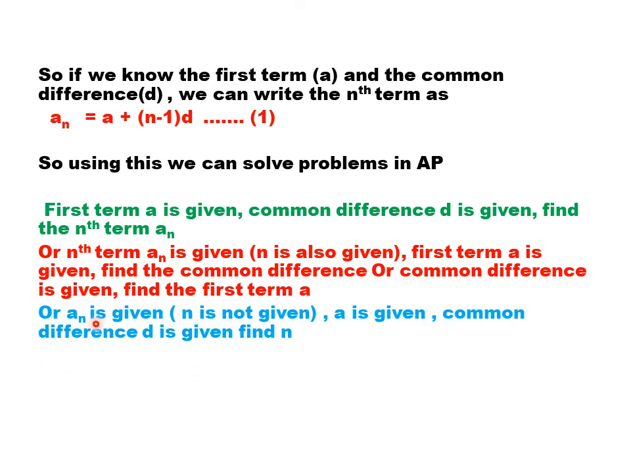Or in other words, if an is given where n is not given, so we know some term, and then a is given, then d is given, then by using this relationship we can find the value of n. That means we can find which term is there. Suppose an is given, that is either 10th term or 15th term or 20th term, by knowing a and d and using this formula an equal to a plus n minus 1 into d. Here an is given and n is not given, a is given, d is given, so substituting we can get the value of n.